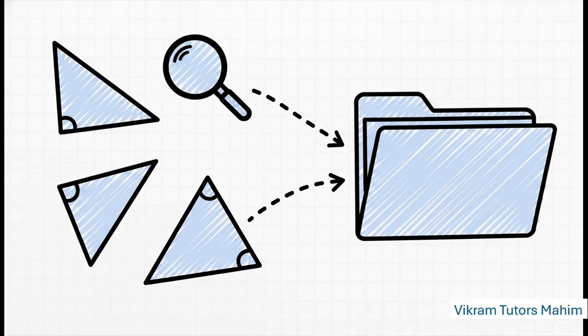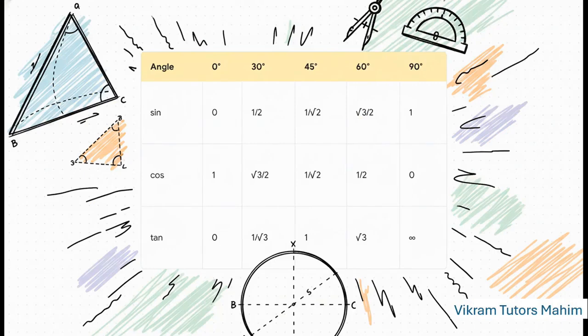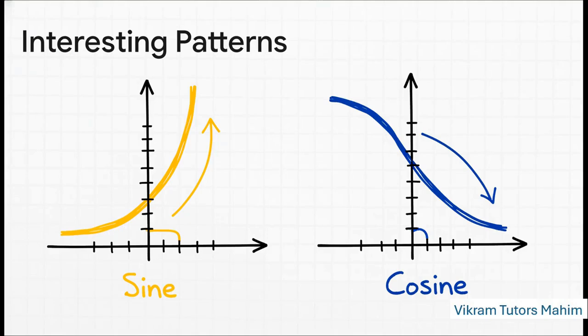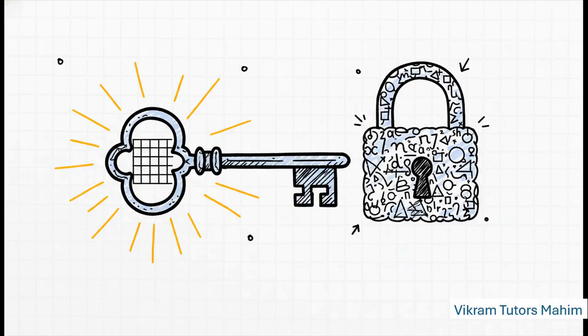All right, we've done the detective work. Let's get all of our discoveries organized. Now, this isn't a table for memorizing. It's a summary of what you now know how to build yourself. And if you look closely, you start to see these really cool patterns emerge. See that? This table is basically a cheat code for solving problems without a calculator.